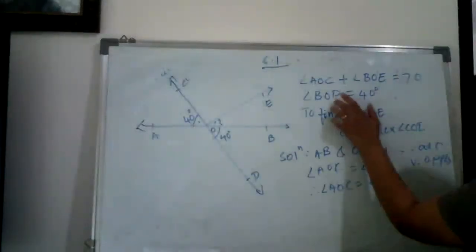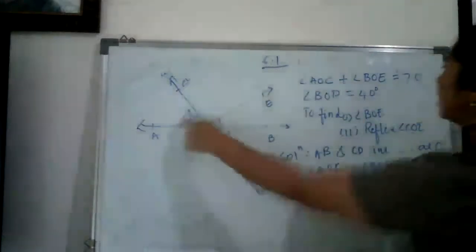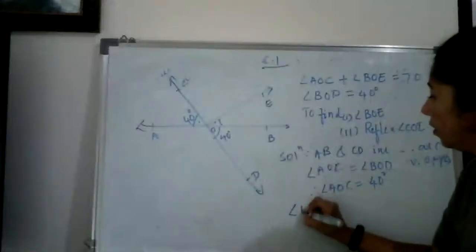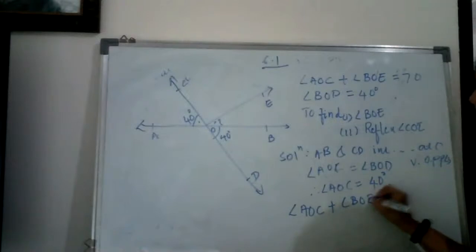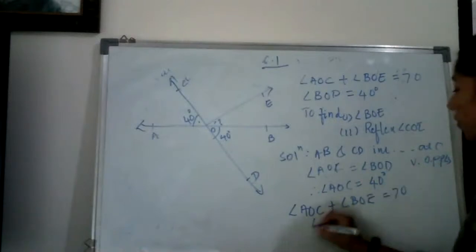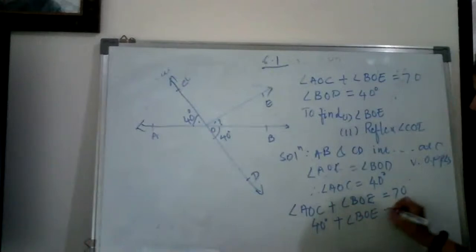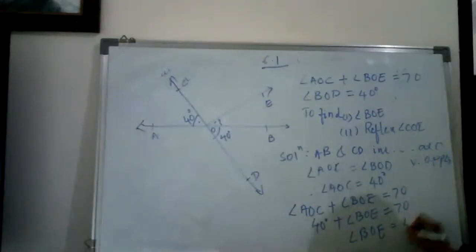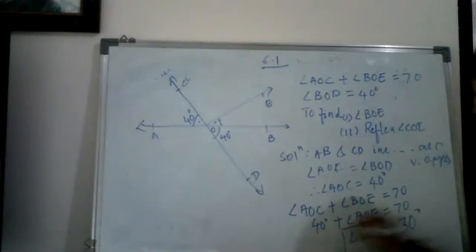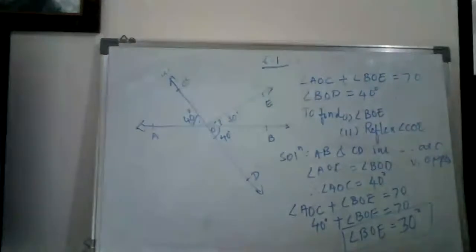And what are you given? Angle BOD is 40 and AOC plus BOE, this is 70. So let's substitute: AOC plus angle BOE is equal to 70 degrees. We got 40 plus angle BOE. So naturally, how much is BOE? This is 70 and this 40 will come here with the minus sign. So BOE is 70 minus 40, that is 30. So we get our first answer. We got this 30. Okay.